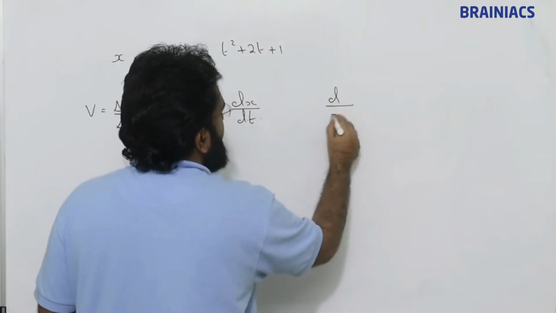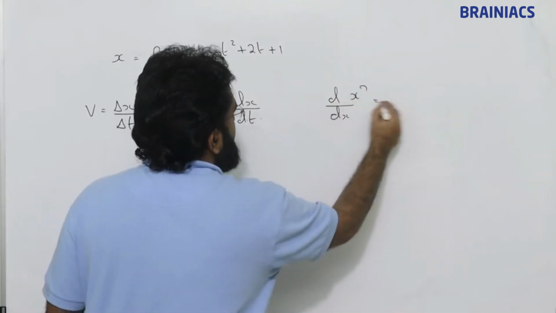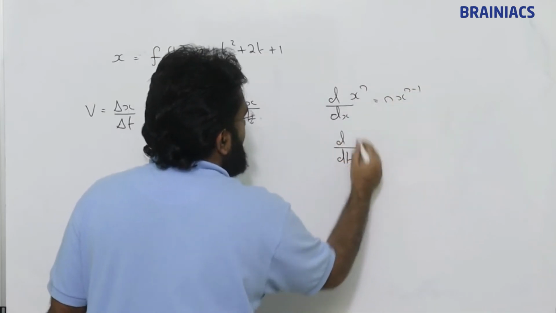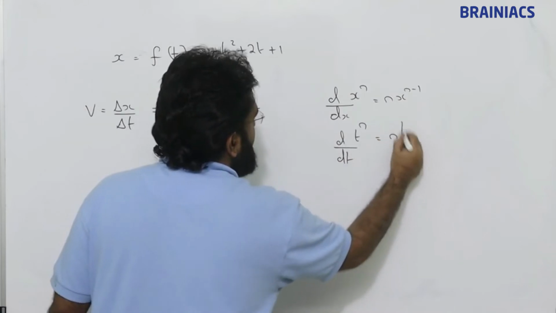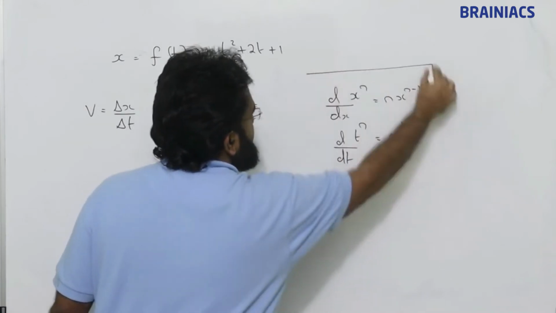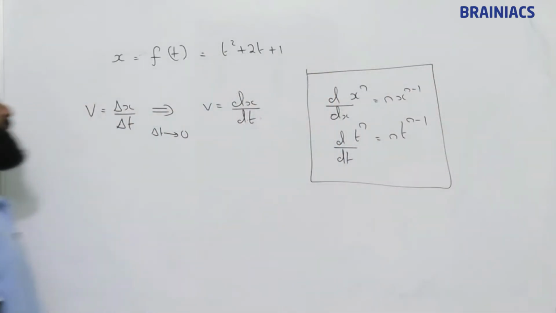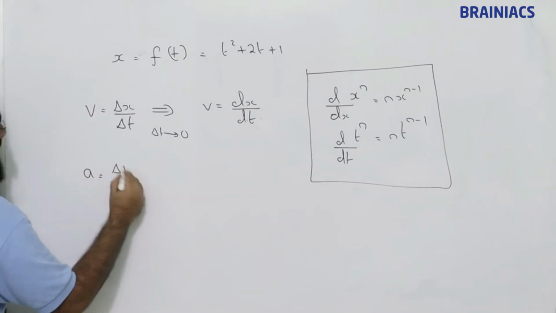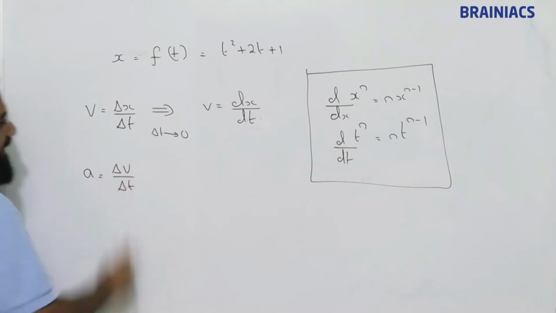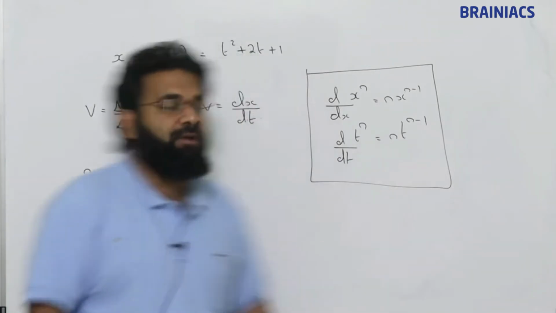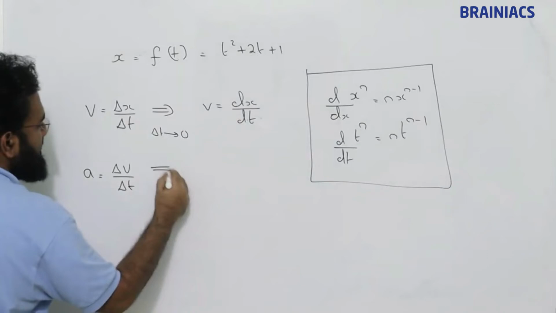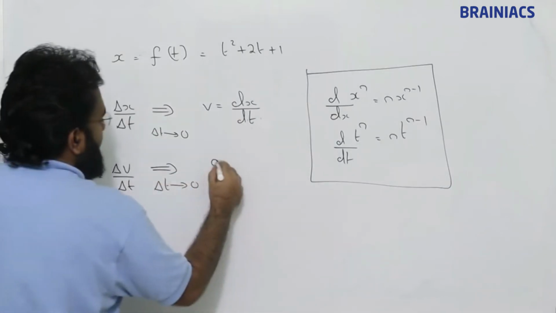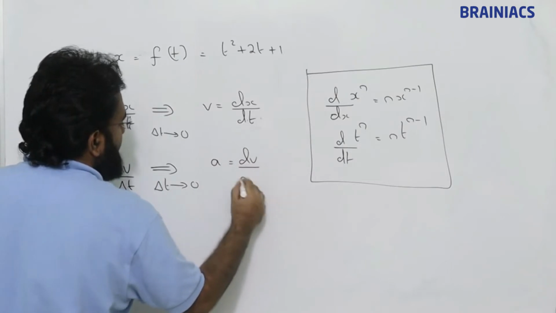d by dx of x raised to n is equal to n x raised to n minus 1, we have seen. d by dt of t raised to n is nothing but n t raised to n minus 1. This is the differentiation formula we have seen in the previous sessions. Just like that, what is acceleration? Acceleration we know is delta v by delta t, rate of change in velocity. Already we have seen. So in this case, again delta t tends to 0, we will have acceleration is equal to dv by dt.